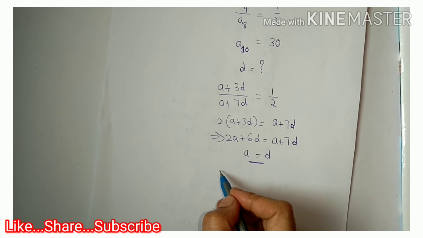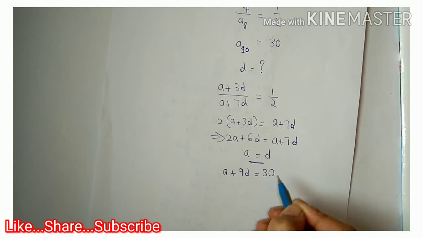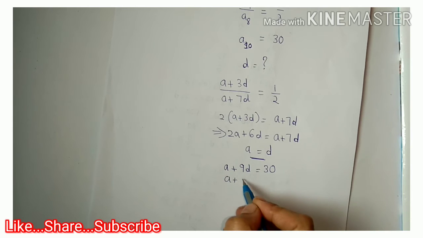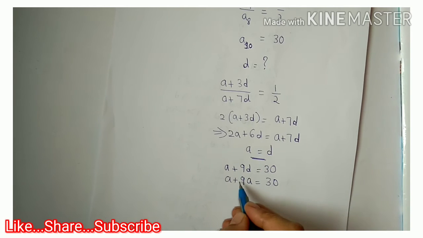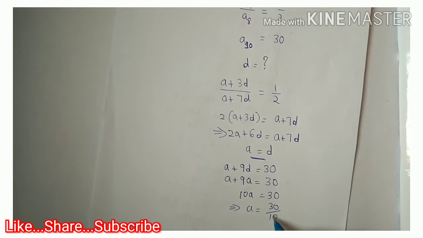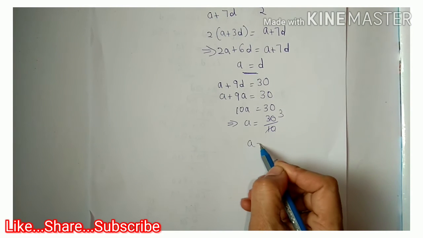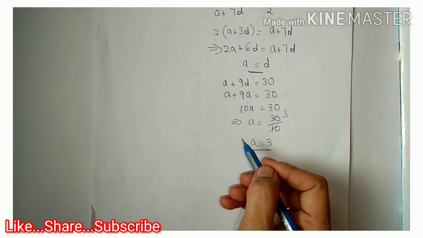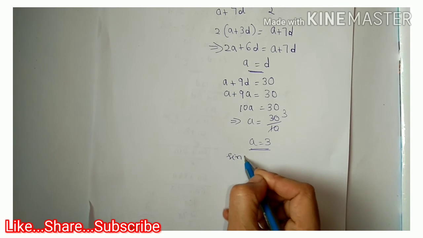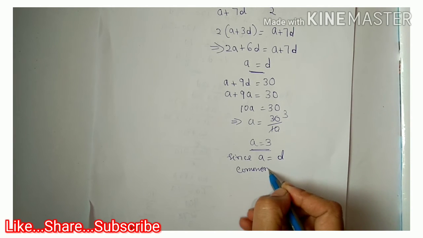Also given A10 is equal to 30, A plus (10 minus 1), 9D is equal to 30. Here A plus 9D is equal to A plus 9A, 10A is equal to 30. It implies A is equal to 30 by 10, 3. First term is 3. Since A is equal to D, common difference is also 3.